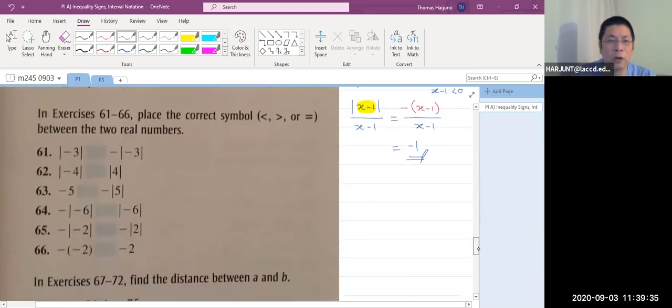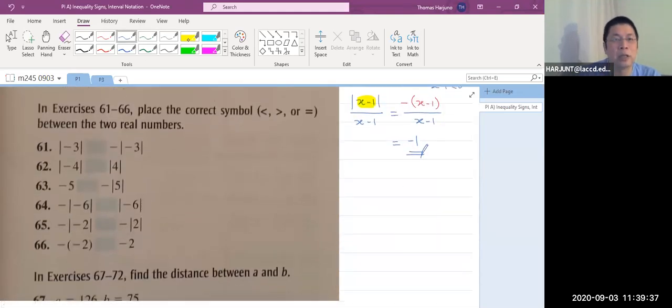Now let's go further, the easy ones here. Let's say we do number 62. Which one is greater? What is -4? Absolute of -4 is 4. Absolute of 4, also 4. So they are equal.